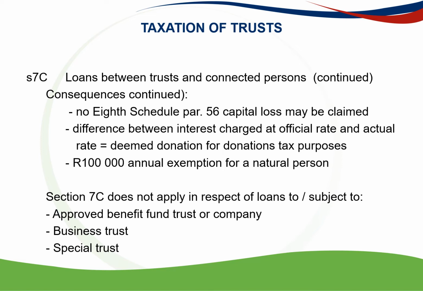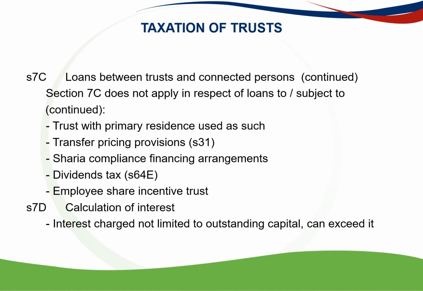Then Section 7C does not apply in respect of the following loans that are made to or subject to approved benefit fund trusts or companies, business trusts or special trusts. It doesn't apply to a trust that has a primary residence in it and it is used as such, that primary residence. If transfer pricing provisions apply, Section 7C won't apply, nor to Sharia compliance financing arrangements, and if it's subject to dividends tax under Section 64E, it won't apply. And it doesn't apply to employee share incentive trusts.